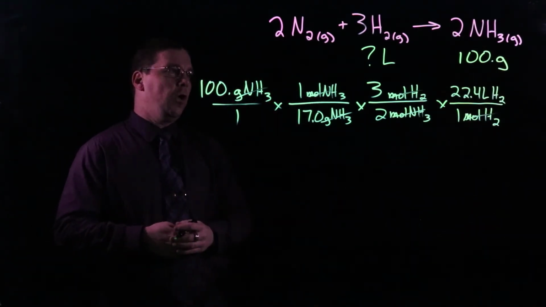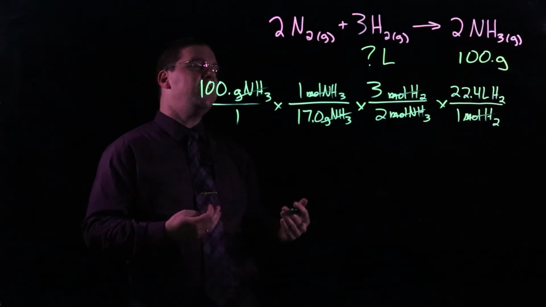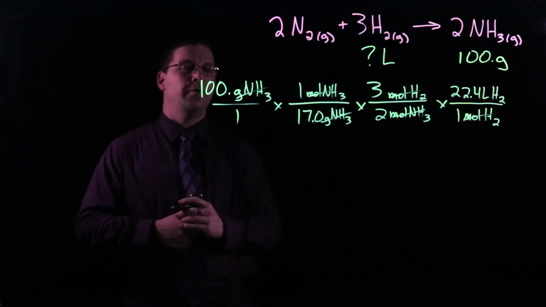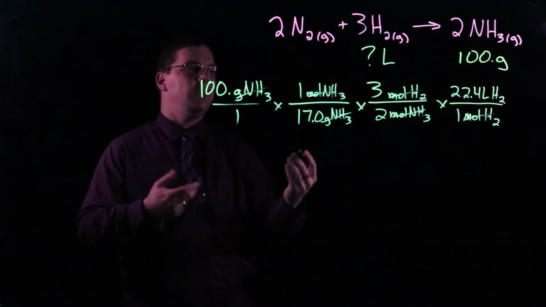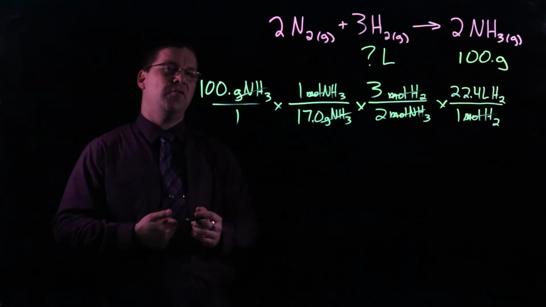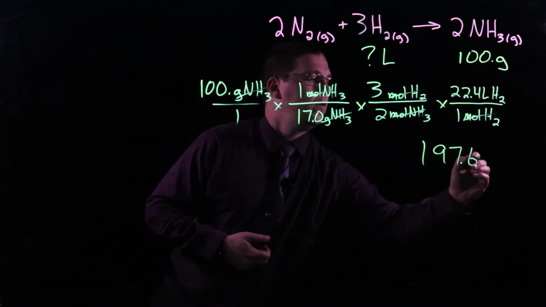Now that we've converted our quantity into units of liters of hydrogen, it's time to do the math. We multiply across our numerators, multiply across our denominators, then divide the two. And the answer that we get is 197.6 liters.